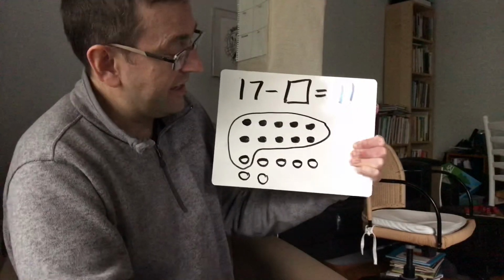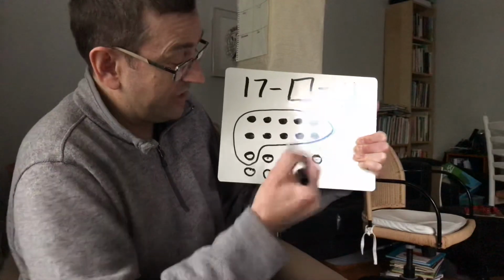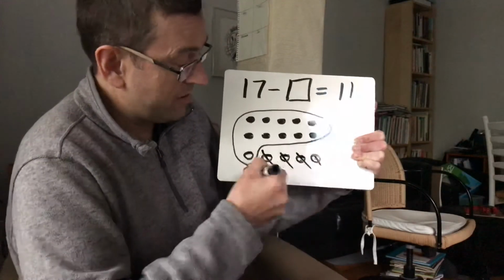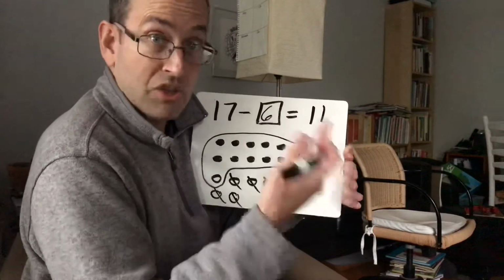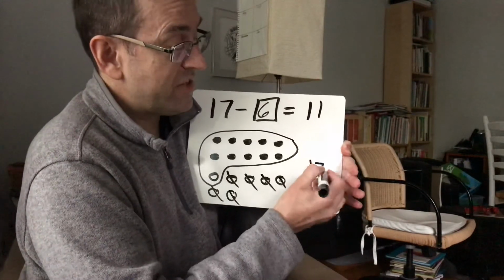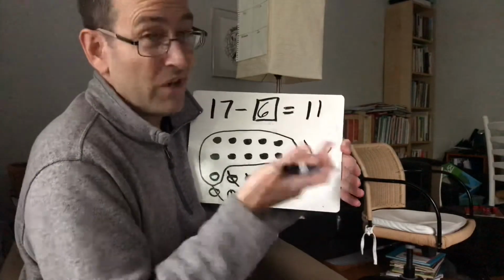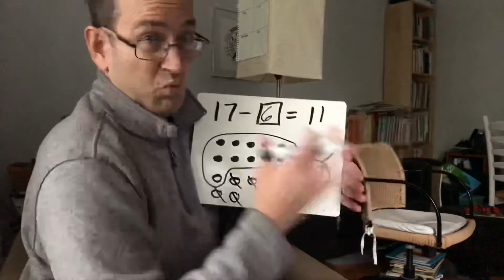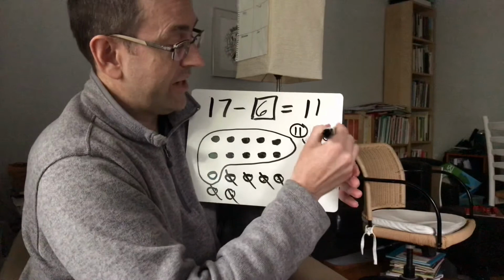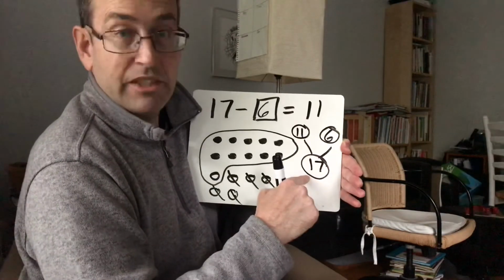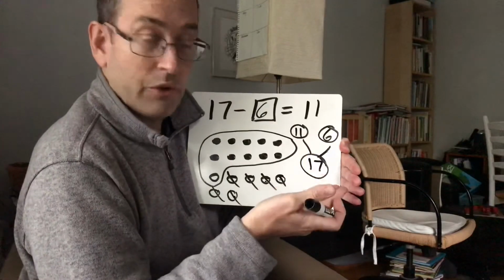So 11 butterflies stayed in the garden. That means that 1, 2, 3, 4, 5, 6 flew away. These ones flew away, 6 flew away. And my number bond shows the parts that we were working with in this problem. The 17 butterflies was the total. And then, remember, number bonds can go in any direction. 11 stayed in the garden, 6 flew away. 17 is the total, and then 11 and 6 are the parts that were in the total.